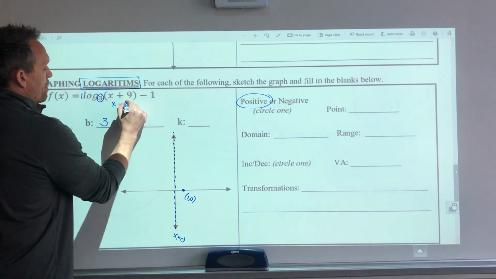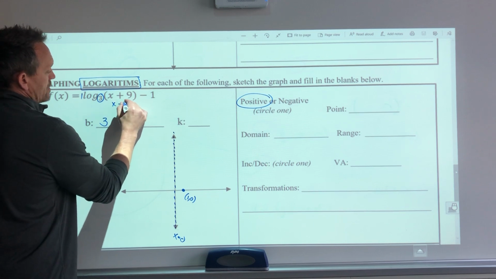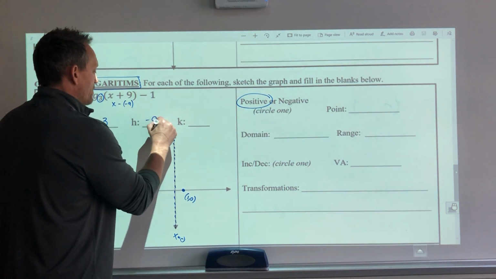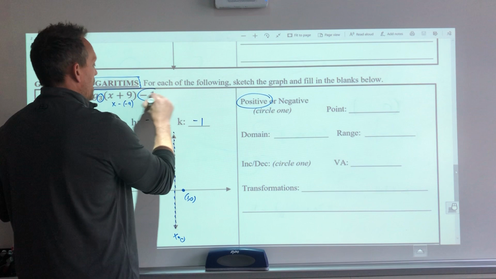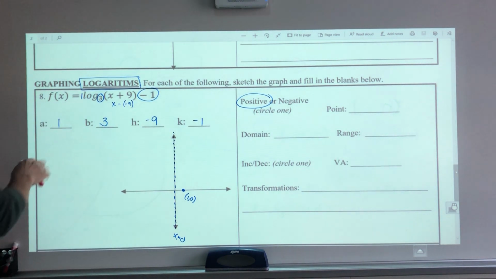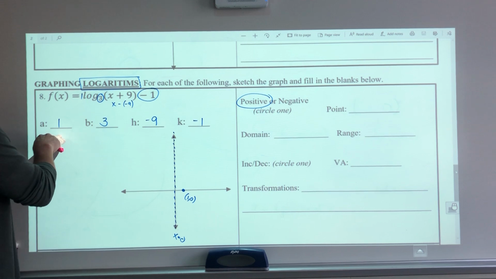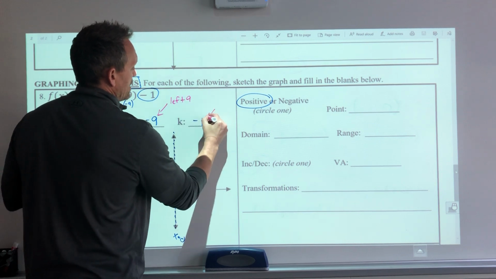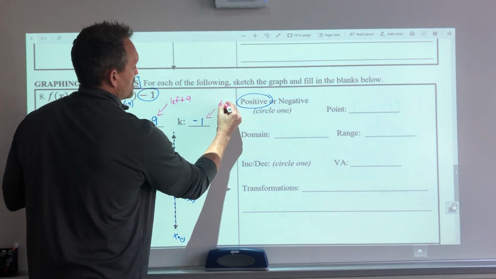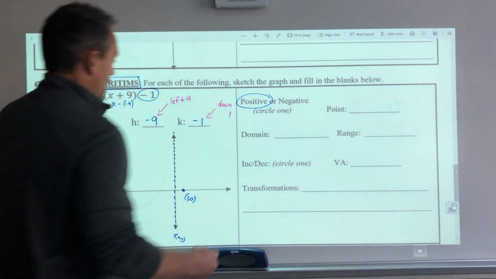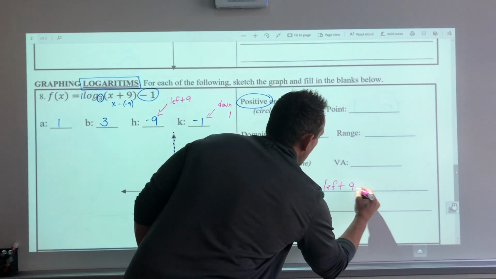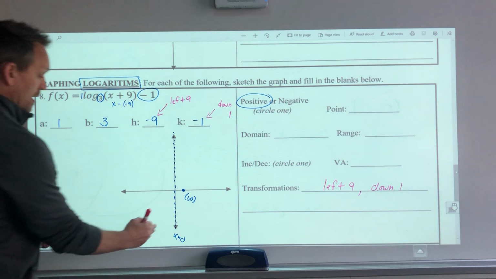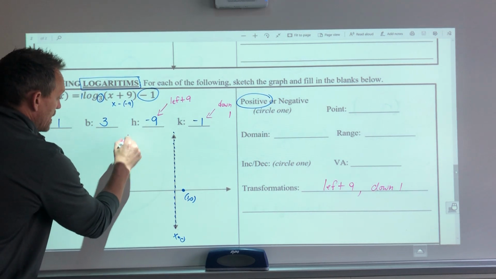This is x minus -9, because that'd be negative is a positive. So our h is at -9. And our k is at -1. So now we don't have any reflection. We don't have any vertical stretch or anything like that. But this is going left 9 and down 1. So left 9, down 1. So our point, all these things, asymptote, left 9.